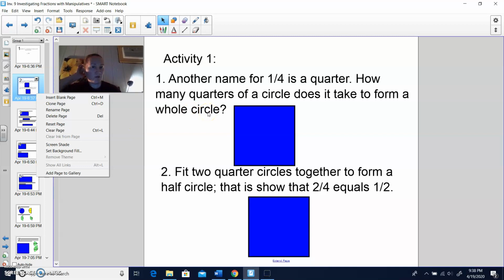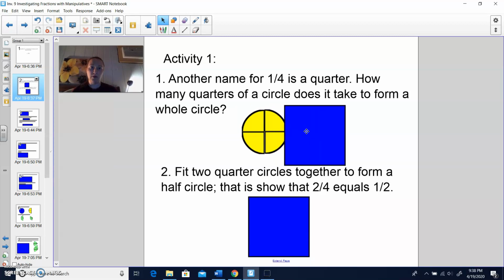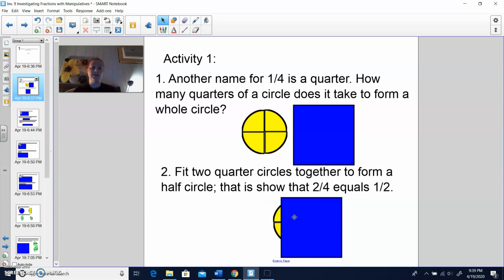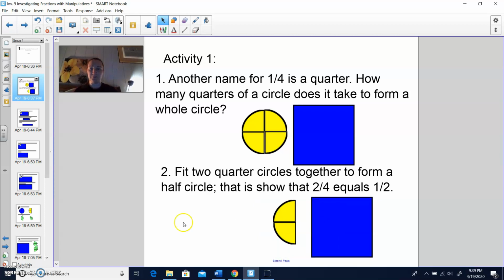Okay, so another name for 1/4 is a quarter. How many quarters of a circle does it take to form a whole circle? So use your fraction manipulatives. 1/4 is a quarter. How many quarters make a whole? Okay, so you should have seen that 4 quarters make a whole circle. So on your paper, that's what you should draw. Number 2, fit 2 quarter circles together to form a half circle. That is, show that 2 fourths equals 1/2. So if you put 2 fourths together, you should find that it is the same as 1/2.